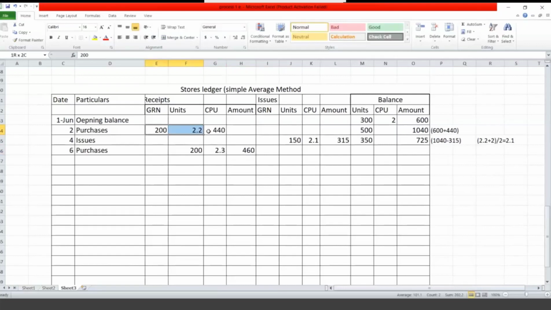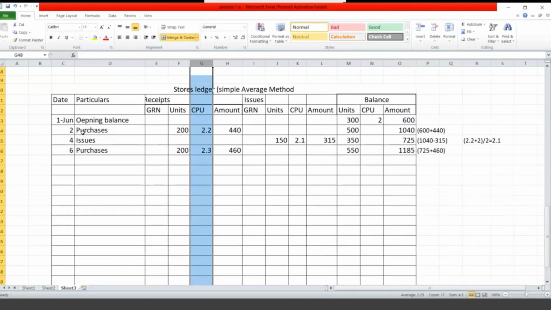Sorry, here I have placed it in the wrong place. I'll place it correctly. Now what is the total you have? Earlier we were having 350 units. Now you got 200. Total 550 units. And then the total amount, 725 plus 460, you will get 1185.